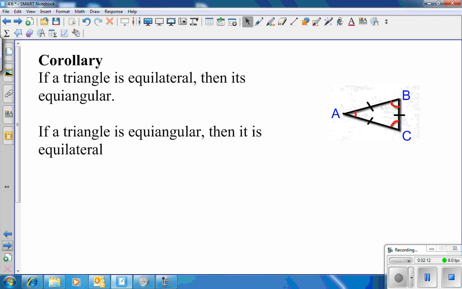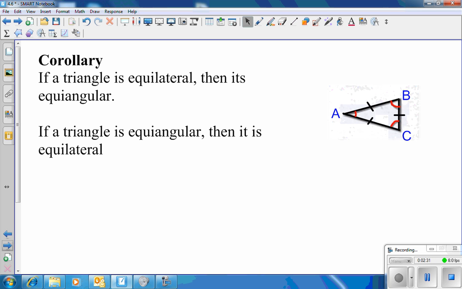All right, so the corollary says this. If a triangle is equilateral, then it is equiangular. I told you that before. If all the sides are equal, then you know all the angles are equal. And all the angles will be how many degrees? 180 divided by 3, which is 60.